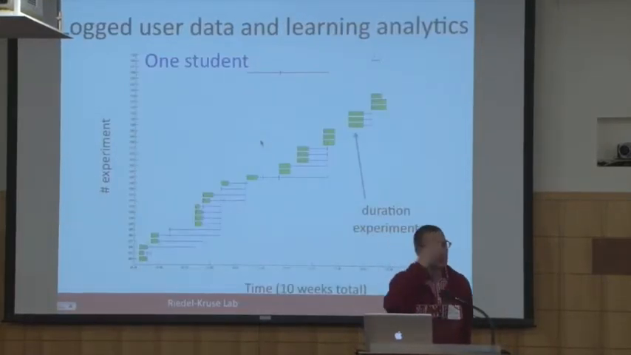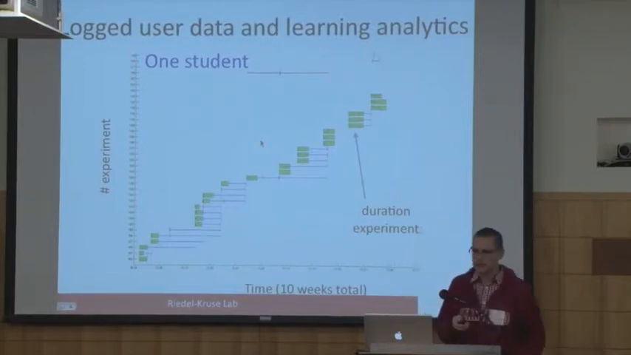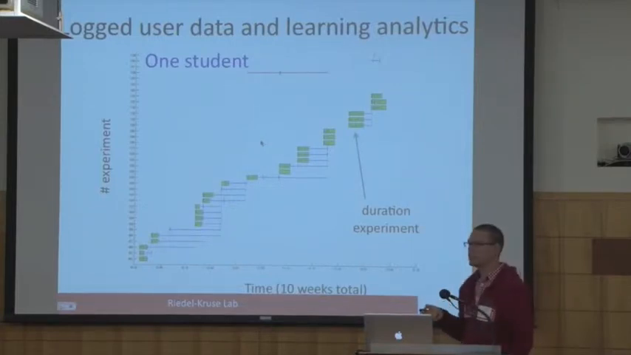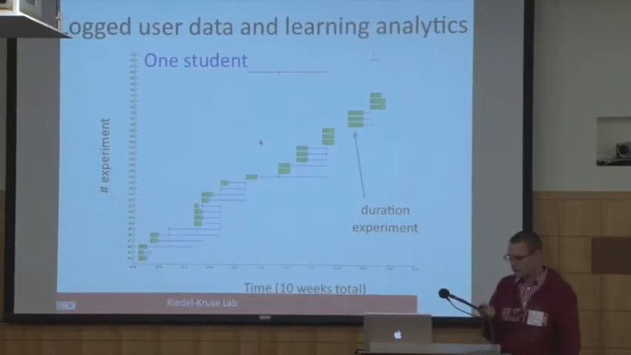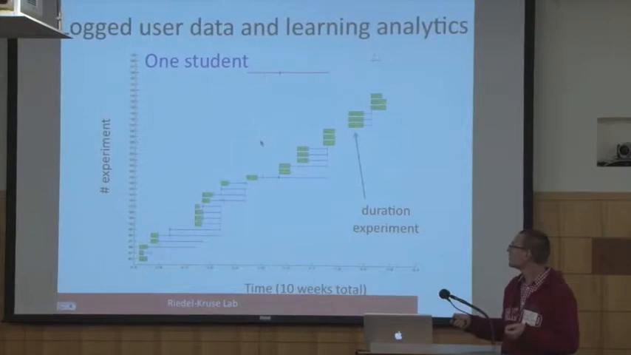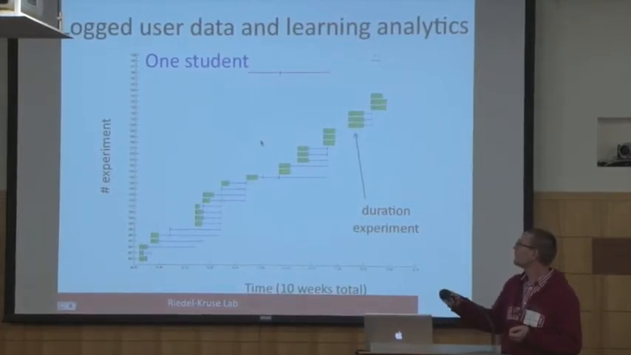Another nice feature is that we can actually log all the user data, right? We know every click, we know when they zoomed in, whatever they did, and we can then use this to do learning analytics. Here's one example of a snapshot of what such learning analytics looks like. What you see here is the time axis, over this 10-week period of the course. What you see here is each experiment that was done successively. This is the data for one particular student.